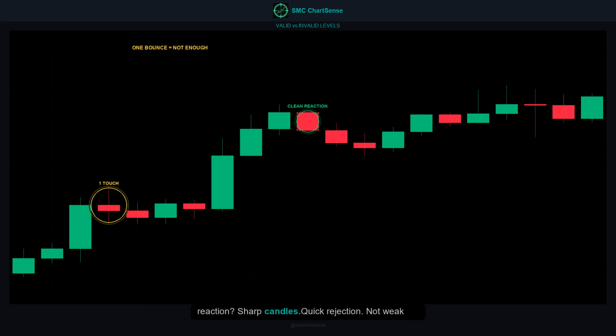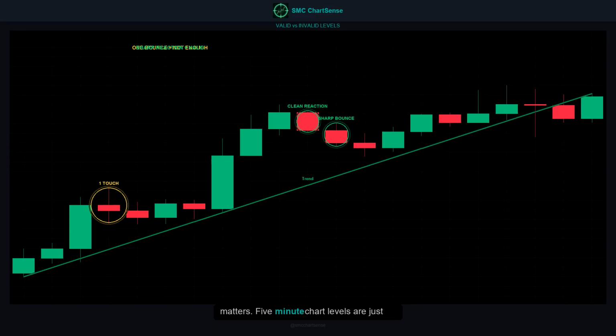Second, clean reactions. Price should bounce sharply. Look at this chart. See the reaction? Sharp candles. Quick rejection, not weak sideways drifting. If the reaction is aggressive, the level is real.